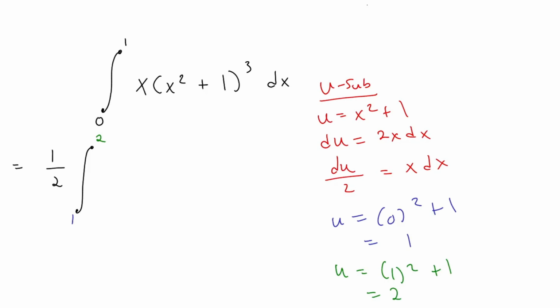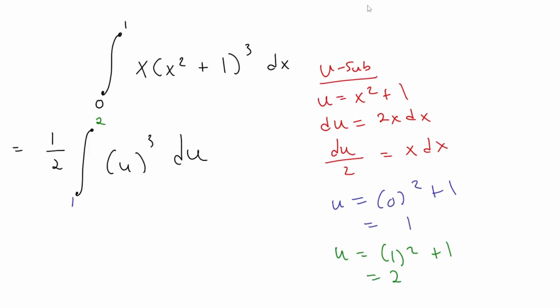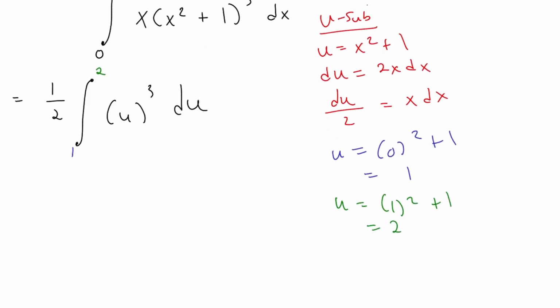All right. So now I'm going to substitute my u in and put in my du. So it's going to be u cubed du. Boom. Now what are we going to do? Now we're just going to integrate this. All right. So now this is going to be u to the 4, 1 over 4, right? And then I'm going to multiply this 1 over 2 by what I get here.